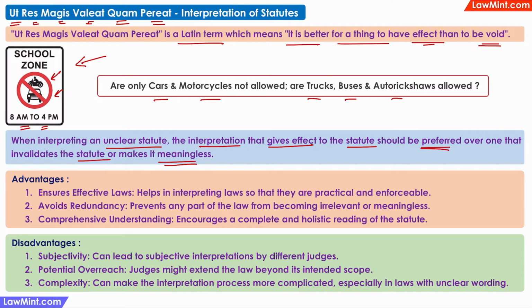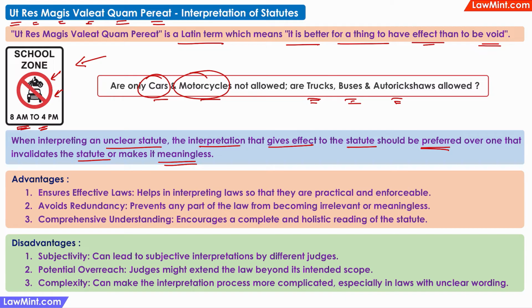Since the real objective of the signboard is to ensure the safety of the children who may be walking in and out of school, it doesn't make sense to interpret this board to say that only cars and bikes are banned, because even fast-moving trucks, buses and autos may cause accidents. So the interpretation that best suits the intent of the rule is that all traffic is banned in the school zone from 8 am to 4 pm.